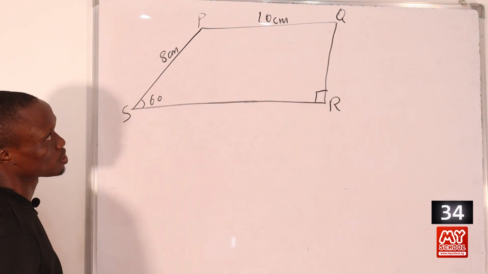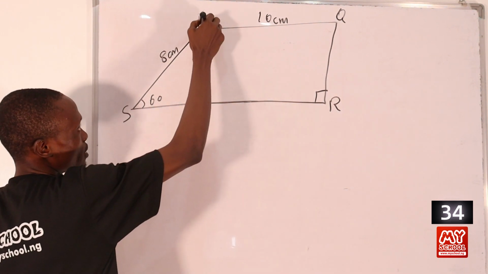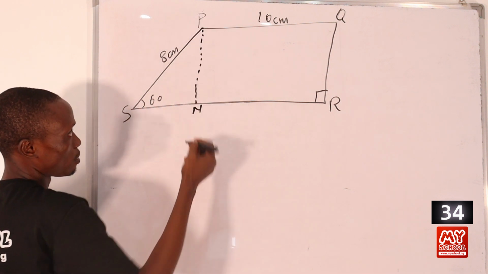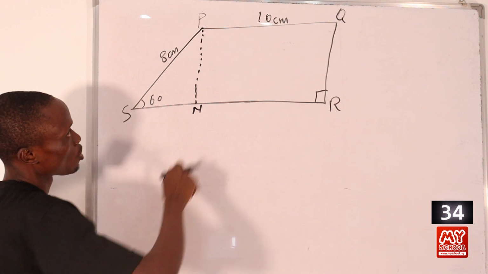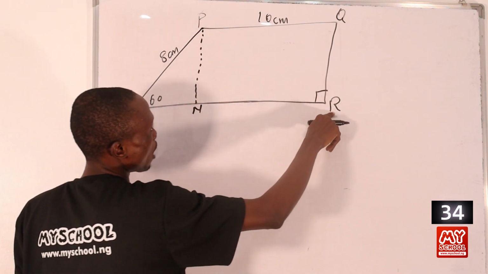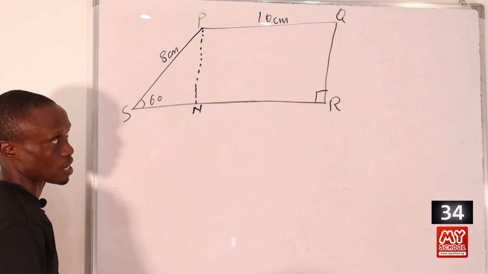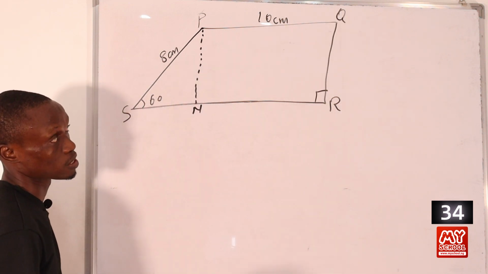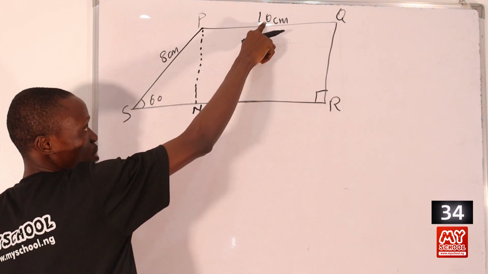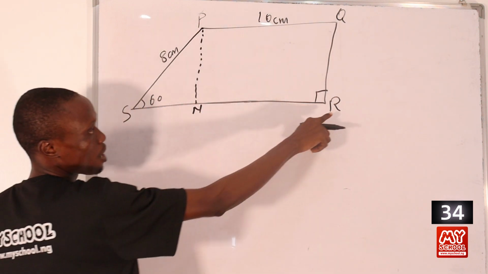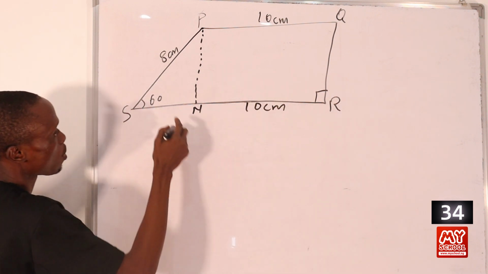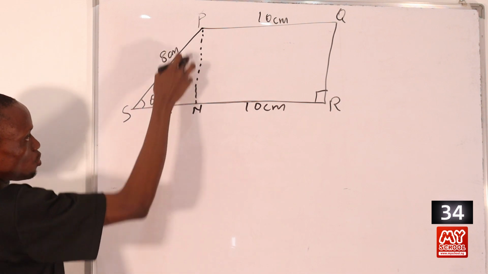So the first thing to do is to take a straight line down from P to this point. We can call it N. Now remember that PNRQ is a rectangle, and the opposite sides of a rectangle are equal. So if PQ is equal to 10 centimeters, that means NR is also equal to 10 centimeters. So let's write it down. Now this is the part that we are looking for.